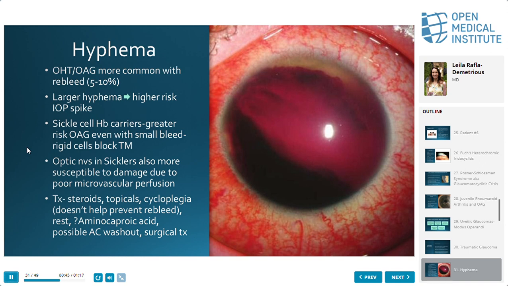The way we treat this is rest, steroids, topical therapy, cycloplegia, and I put questionable aminocaproic acid. We don't use it that often, but it does stabilize the clot and decreases rebleeds, though it is hard for patients to take, and it's associated with nausea and vomiting and hypotension, and you can't use it in people who have renal disease or hemophilia. The treatment for this ultimately, if their pressure is not being well controlled, is to do an anterior chamber washout, and that tends to solve the problem.